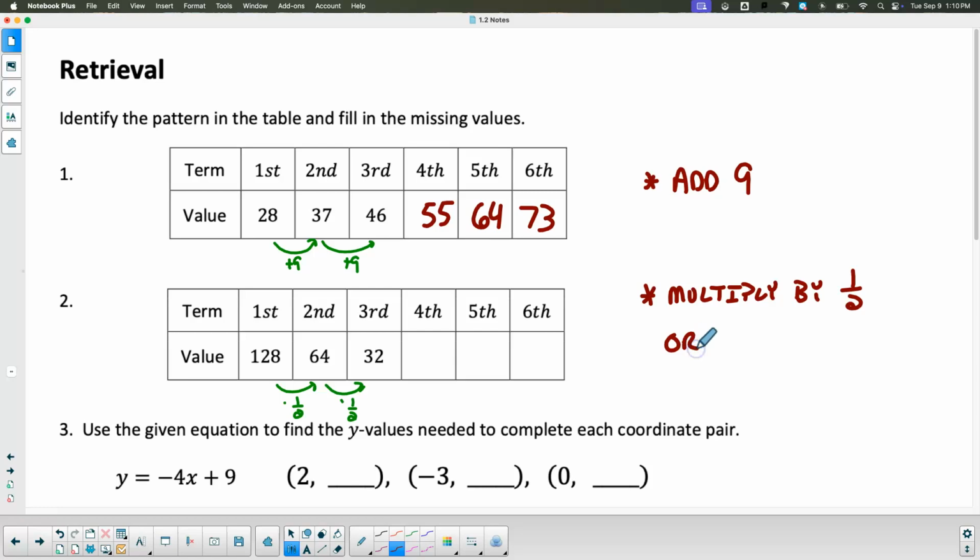Or divide by 2. So the next one should be then 16, 8, and 4. Yep, I would concur there. Okay. Everybody good with that one? Okay.